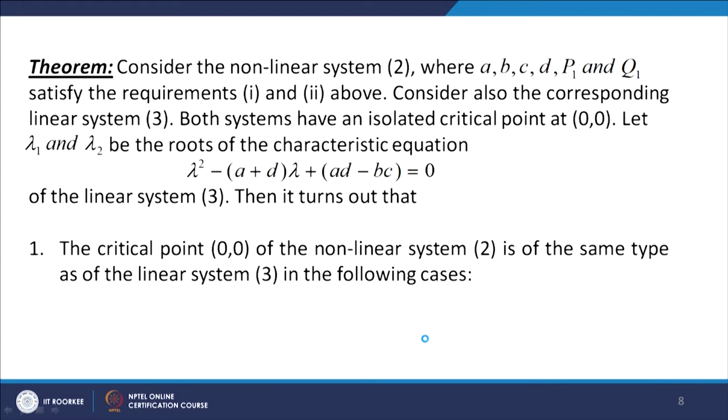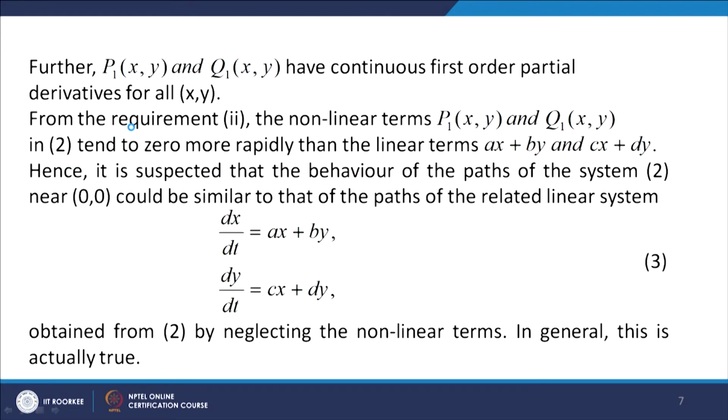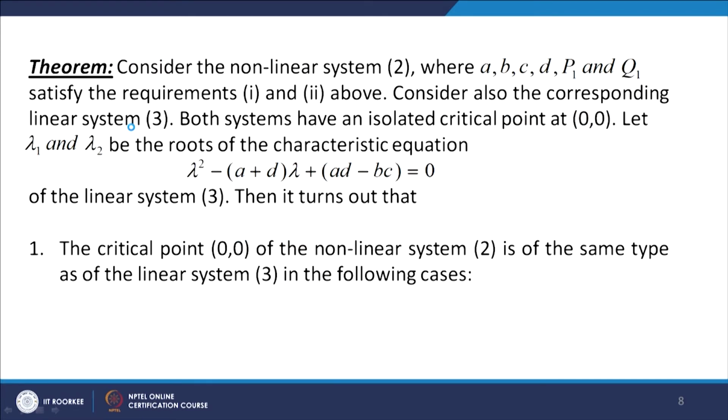Consider the non-linear system 2, where a, b, c, d, p1 and q1 satisfy the requirements 1 and 2 above, that is ad minus bc is not equal to 0, p1(x,y) and q1(x,y) have continuous first order partial derivatives, p1(x,y) over under root x square plus y square and q1(x,y) over under root x square plus y square tend to 0 as (x,y) tends to (0,0). So, consider also the corresponding linear system 3, this system 3. Then both the systems have an isolated critical point at (0,0).